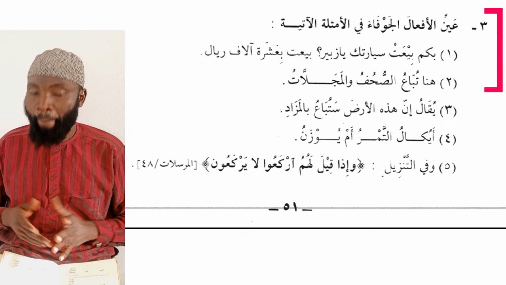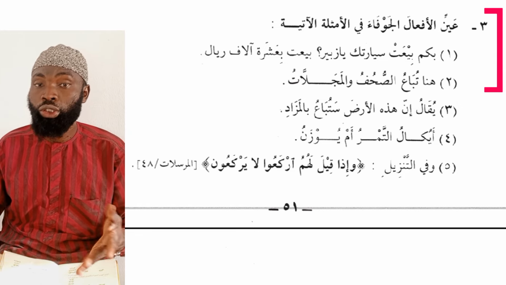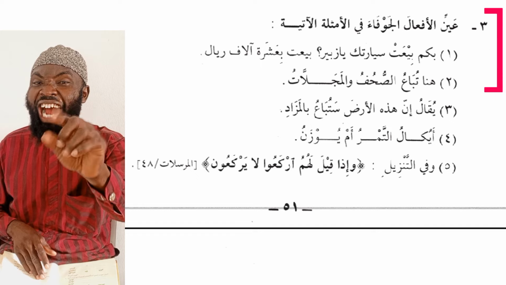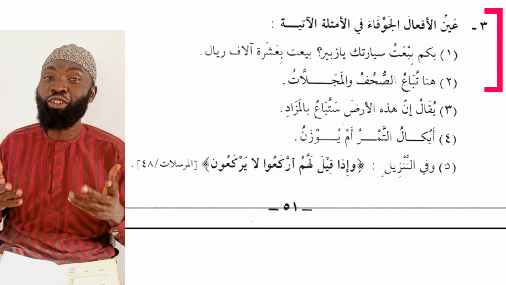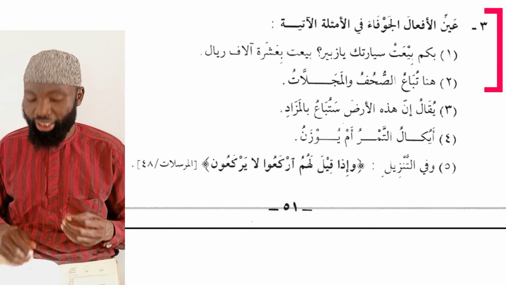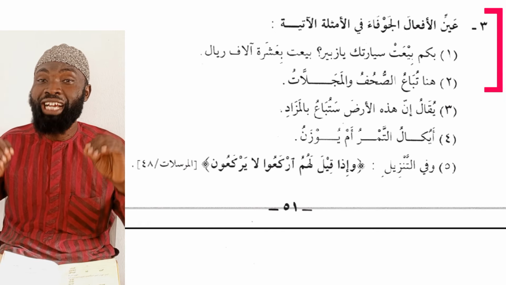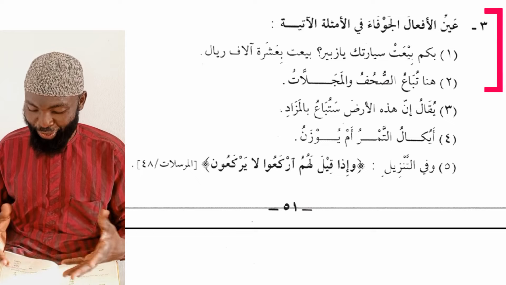Number 1, we have bi'at sayyaratuka ya Zubair. How much was your car sold for, O Zubair? The word bi'at, this is a failed adjective. Next, we have bi'at bi asharati alafi riyal. It was sold for 10,000 riyals. So bi'at is also there.